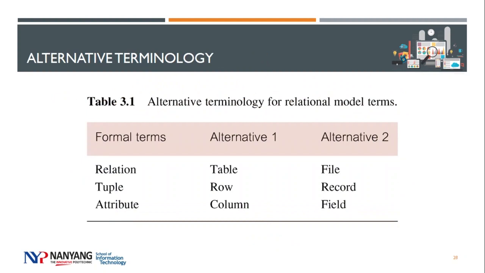In the alternative terminology of the relational model, there are a few things we can see here. The formal term, a relation, is what we call a table or a file. A tuple is a row or a record, and an attribute is a column or a field.